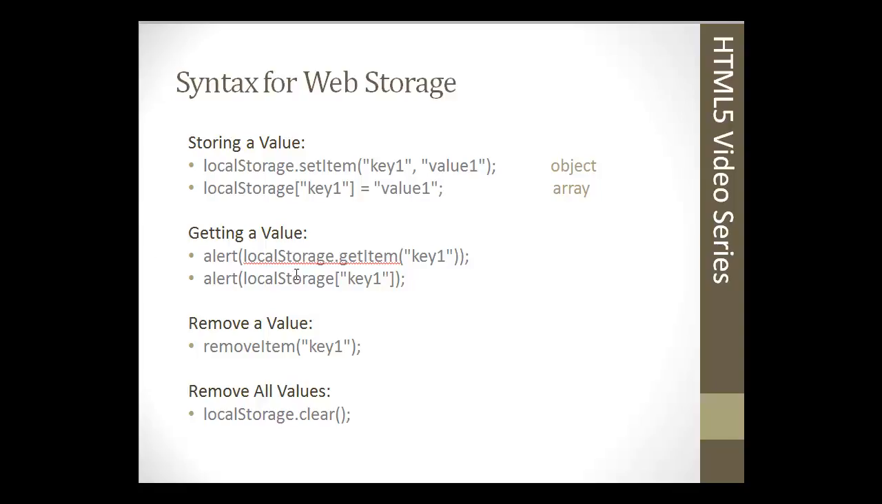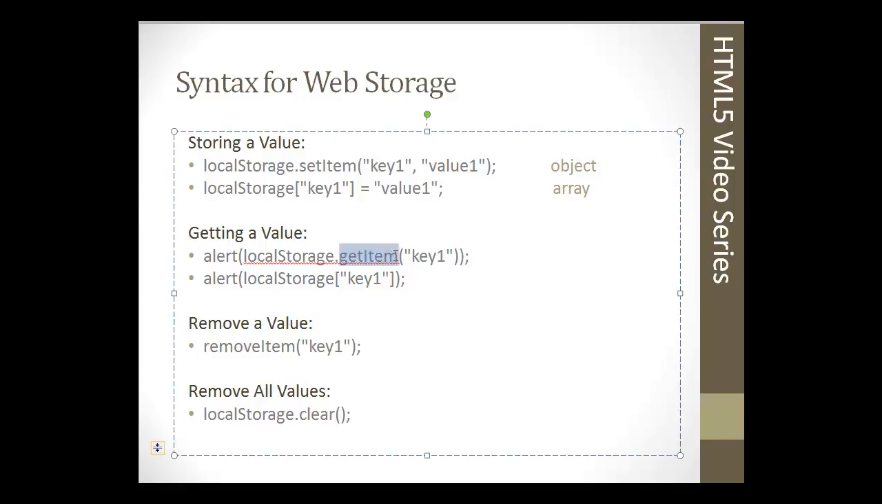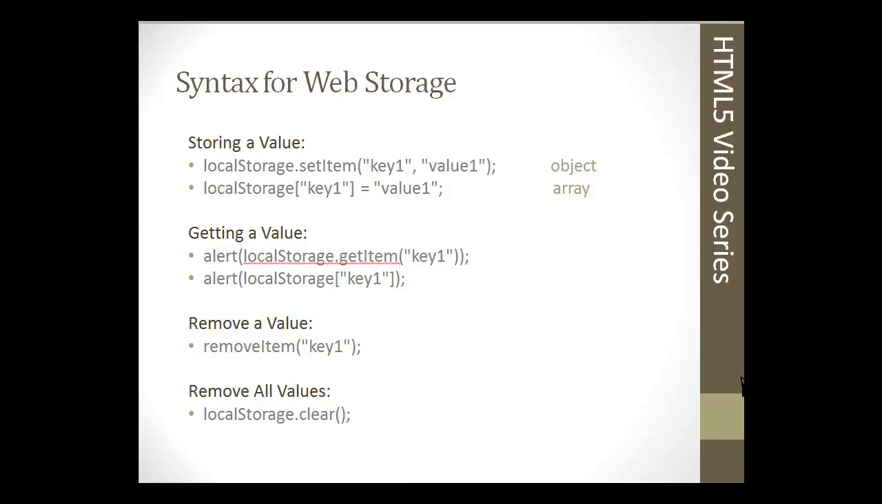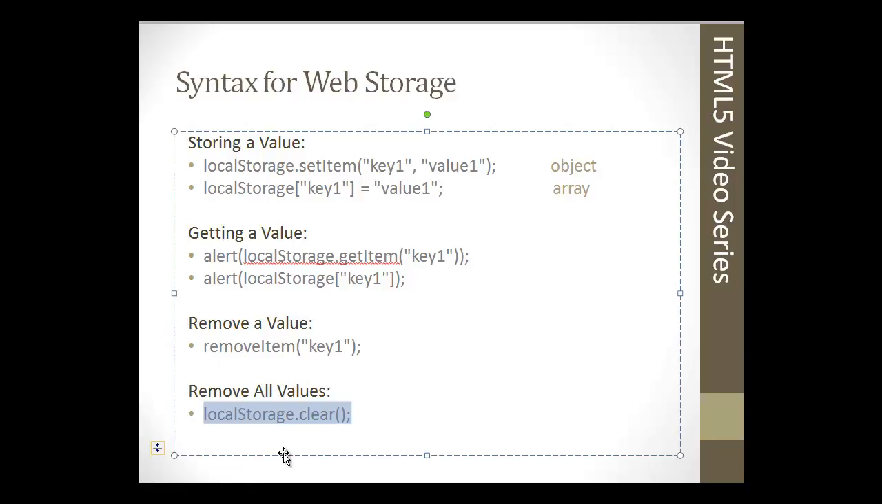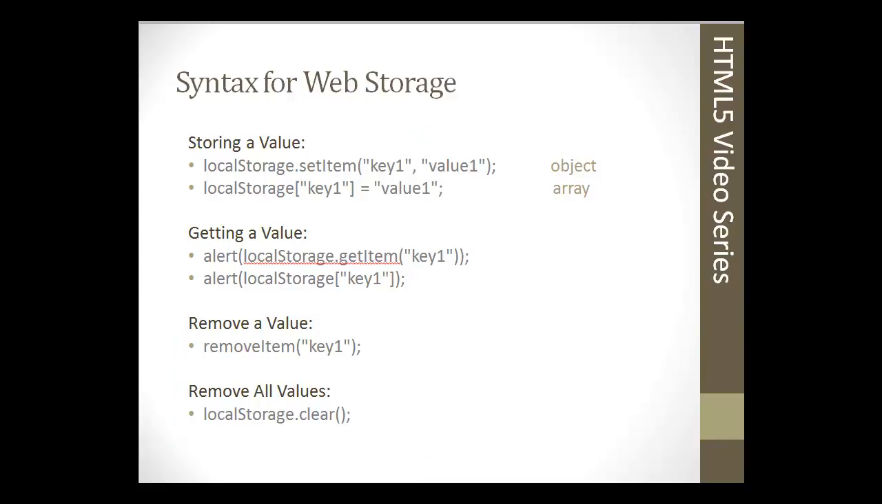And then getting the value is as simple as using the getItem method, and you just have the key. So right here, this would be JavaScript. It would give us an alert with the name of the value in this particular key. Now, removing a value is extremely easy. You just use the removeItem function, and then you can use this little line of code here to remove all values of all storage objects.